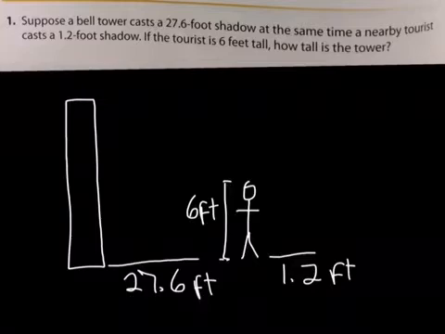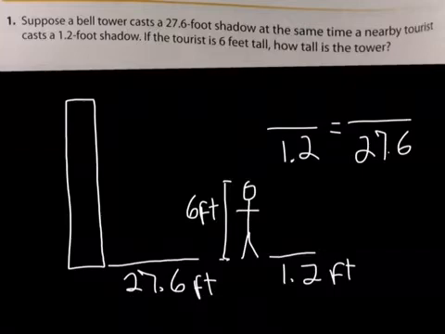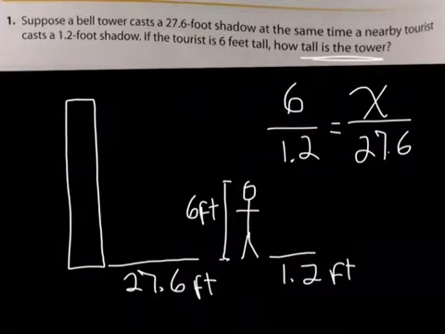So we know that 1.2 feet on this side is going to equal 27.6 feet. Well, it's similar. We shouldn't say equal, right? We should say similar, but we're going to work proportionally, so it will be equal. And we know that 6 feet, so that's a 6 foot tall person with a 1.2 foot shadow. Here's my shadow, and I just don't know the height of the tower, so that's going to be represented with our variable x.